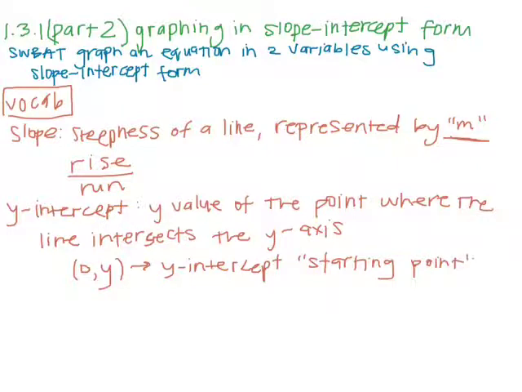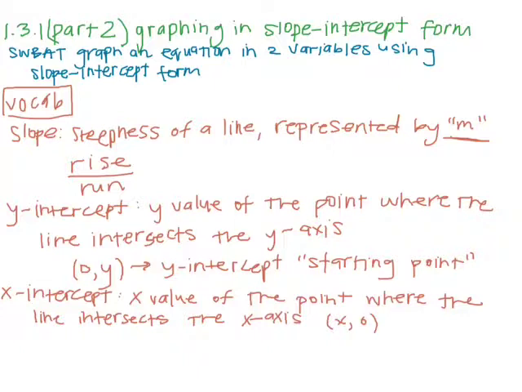Our next term is x-intercept. X-intercept is the x value of the point where the line intersects the x-axis. So our example here is x, comma, 0. This value is going to change depending on where we're intersecting. And then the second value will always be 0 in place of our y.